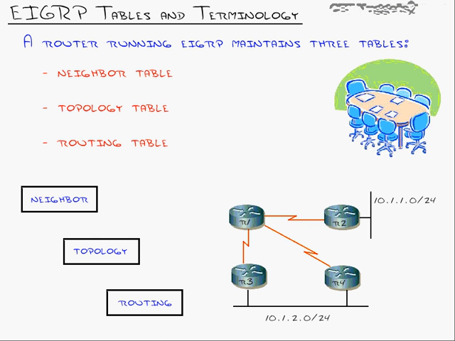All right, now let's get a little deeper into the tables and terminology that makes EIGRP tick. An EIGRP router, the routing process, maintains 3 different tables: a neighbor table, a topology table, and a routing table. Now we'll look at the neighbor forming process in just a moment, but all of these routers will form neighbors. So router 1 will say, hello neighbor, router 2, router 4, you are my neighbor, and router 3 is a neighbor. Now a neighbor is just a directly connected router.